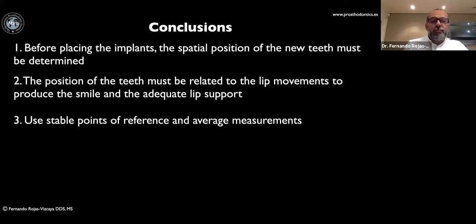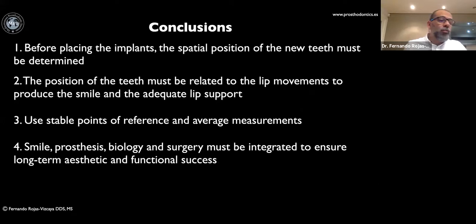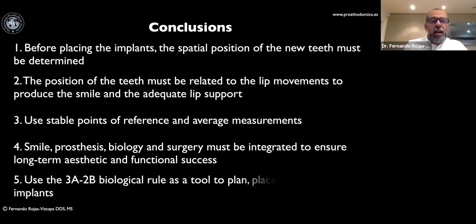Once you have the teeth, to determine them you can use stable points of reference that are more or less always in harmony, and you can determine the 3D position of the teeth. And you need to integrate the smile with the prosthesis, with the biology, with the surgery. It needs to be all together. If you miss one of these things, you will compromise the case for the future. And I recommend using the 3A to B rule to plan the case, to place the implant, and to restore the implant.